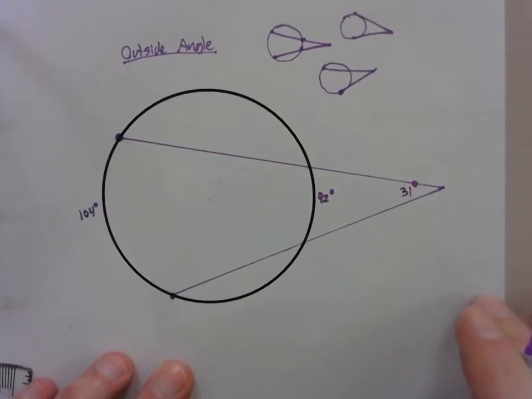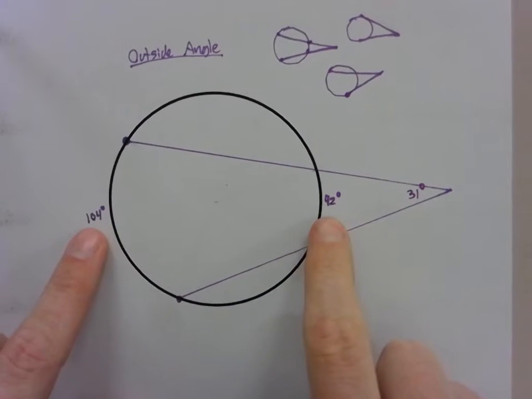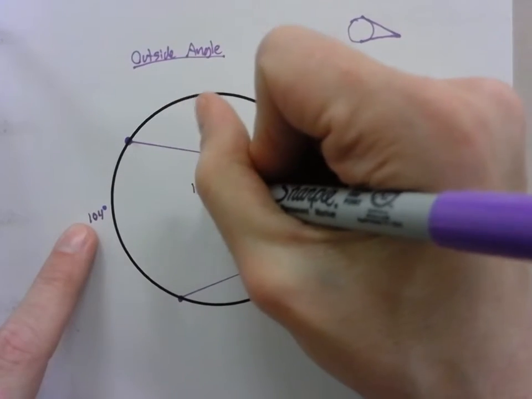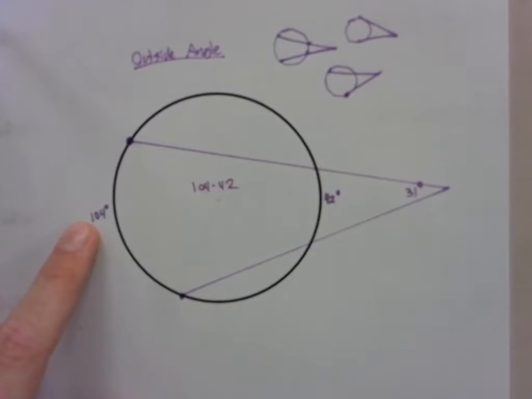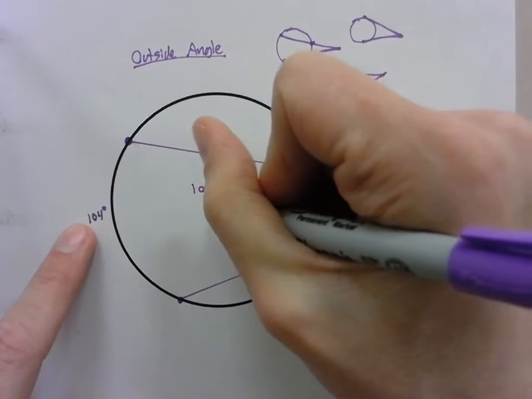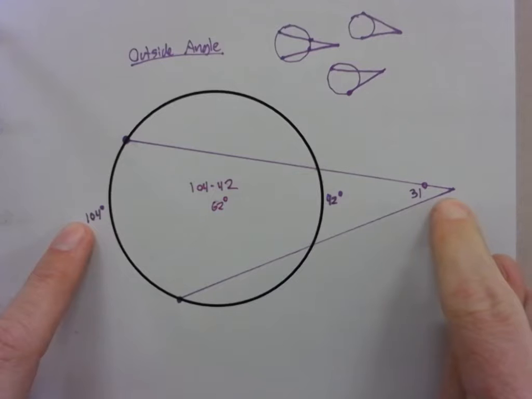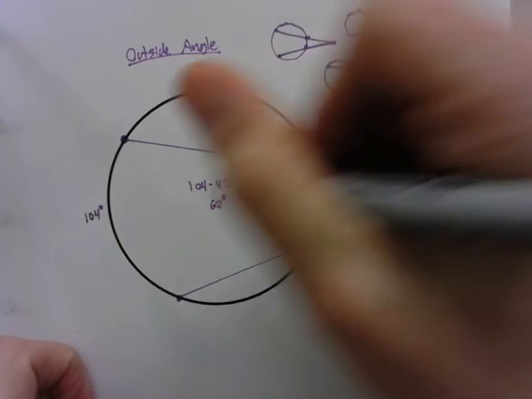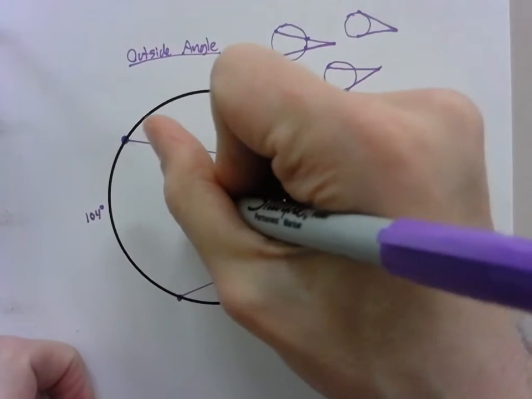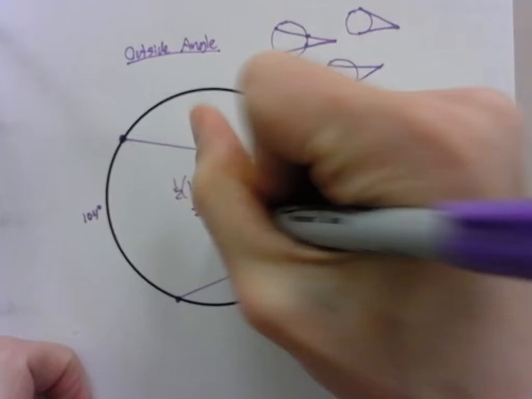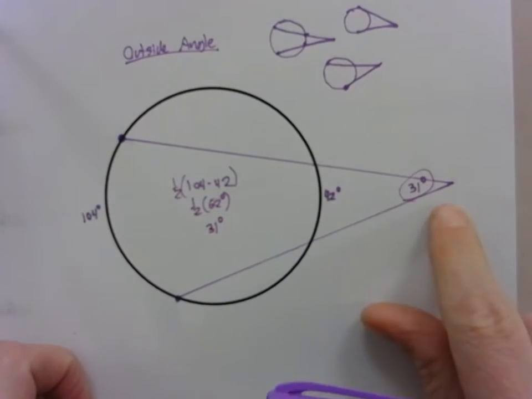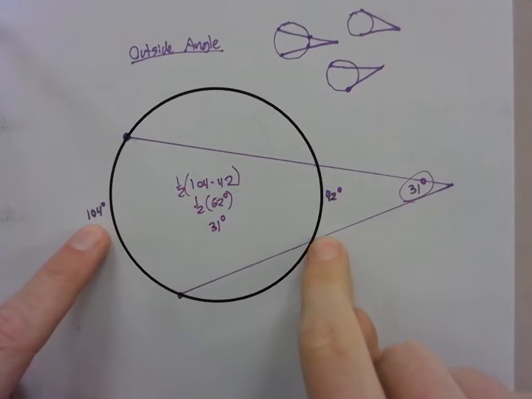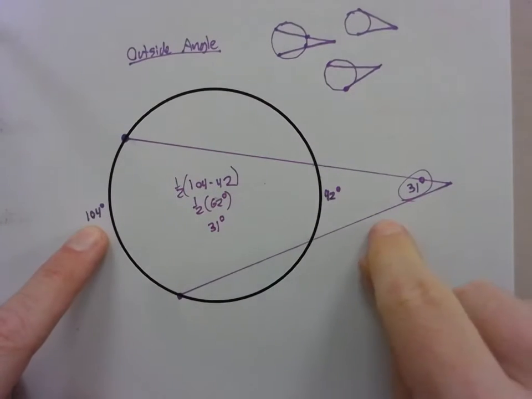It's a little bit hard to figure out the relationship for you, but if you subtract these two values, 104 minus 42, you're going to get 62. Well, how does 31 relate to 62? It's half of it. So just cut that in half, and you're going to get 31 degrees. That applies to any angle that's on the outside. In the previous problem, where we had an inside angle, we added them together and divided by 2. If it's on the outside, we subtract them and divide by 2.